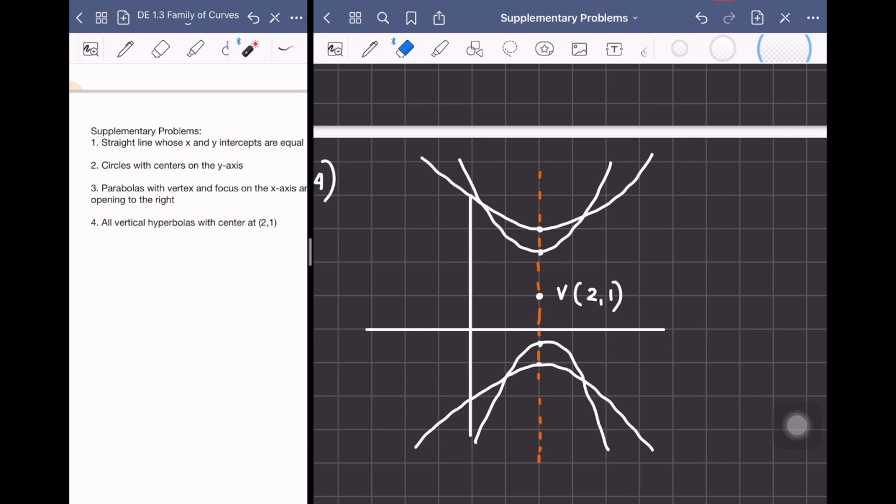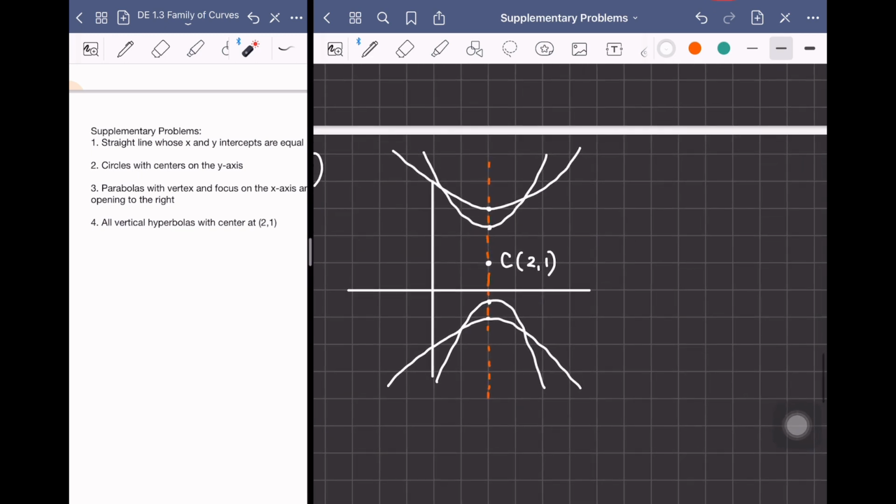vertices. Sorry, so this is actually the center, not a vertex. Okay, so that's the shape, right? If the transverse axis is vertical, that means this is the shape, either up and down. Up and down is the illustration of our hyperbola.